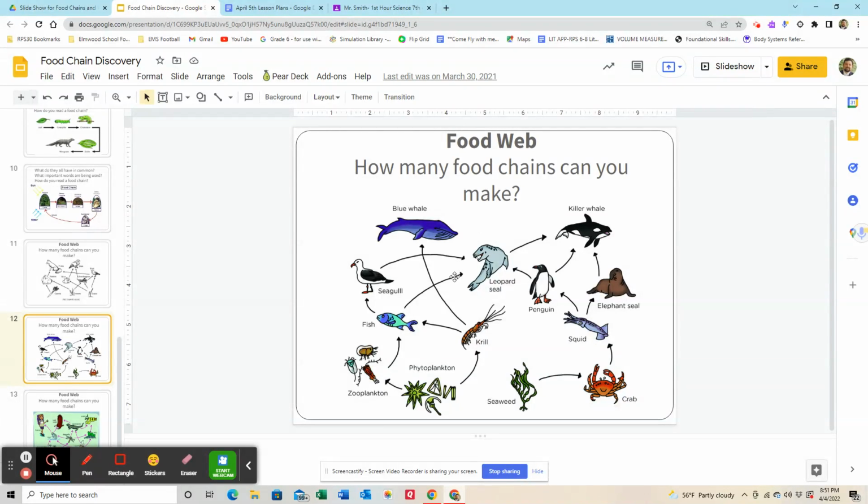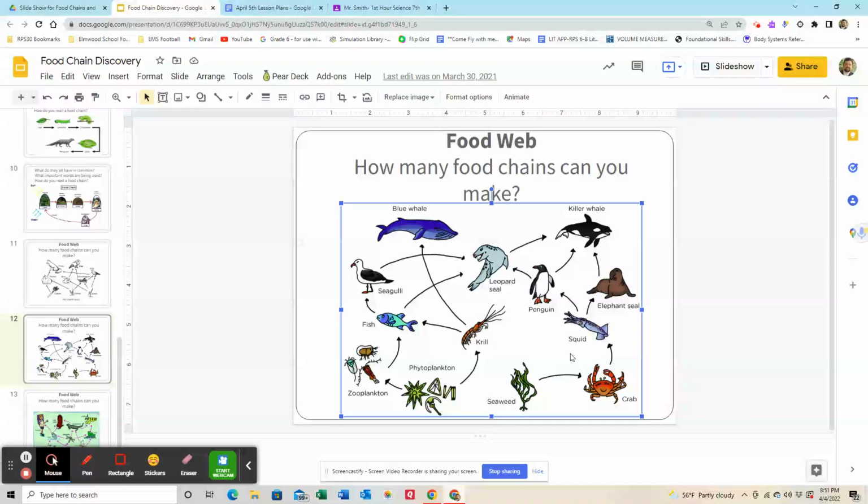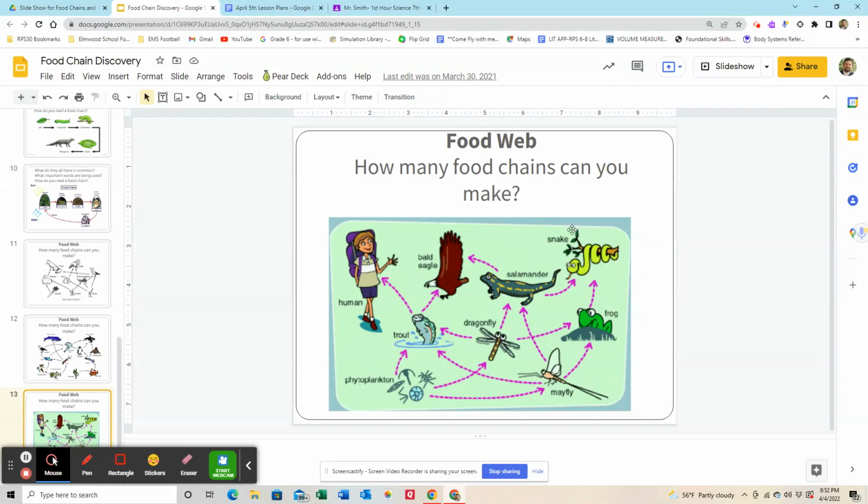Yep, I have 7. So pretty cool how you can count so many. All right, and then here's this last one. Again, we're kind of doing that same thing. Start with the producer always. So that's phytoplankton.